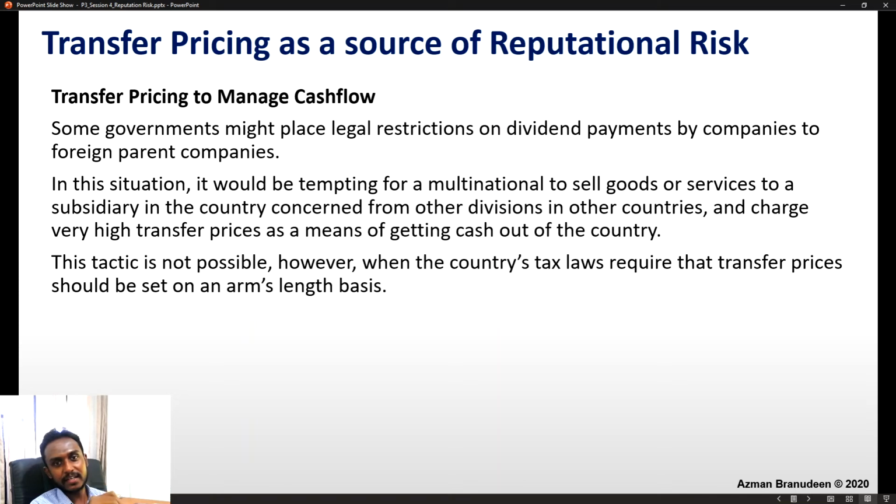So what happens is you make it look as if the subsidiary in country X is selling. When they sell goods to a subsidiary in country Y, that subsidiary has to pay that money. It looks like a transaction using transfer pricing, but no, it's basically moving money out. Because of this, there are regulations. This tactic is not possible when the country's tax laws require that transfer prices should be set on an arm's length basis. So, because governments know this, they have taken every measure to limit this. Not every government, but most of the developed ones.